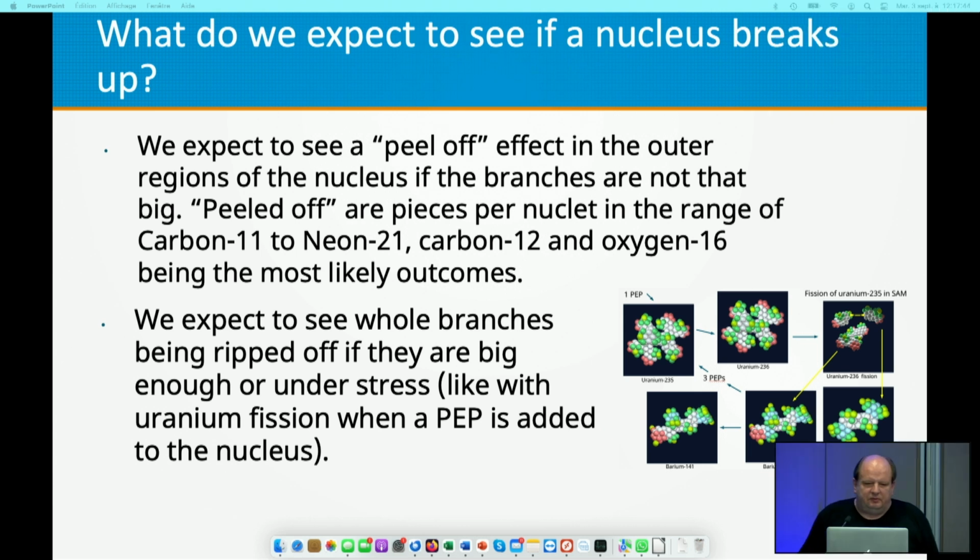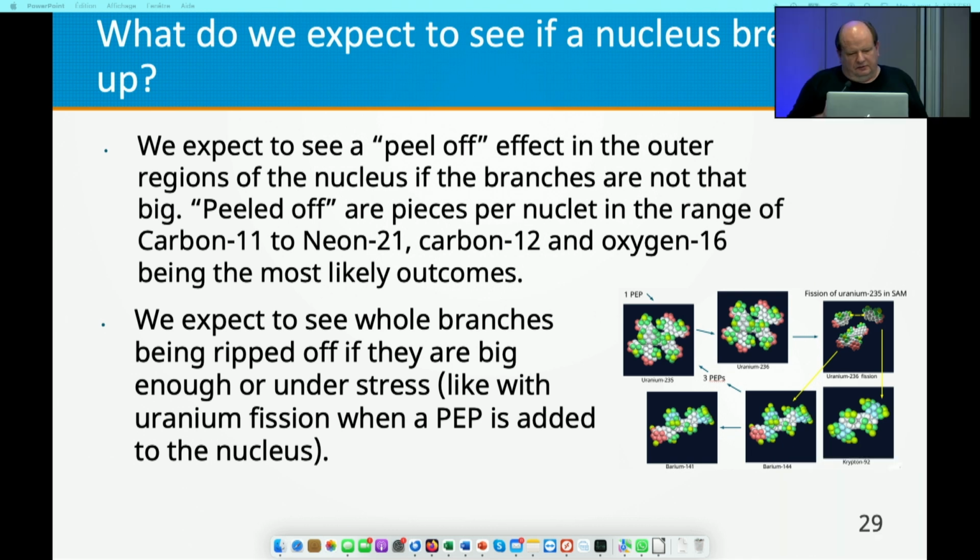So what do we see if the nucleus really breaks up? Then we see, with smaller nuclei, something of a peel-off effect. So it would start to rip off endings around the nucleus. And those would predominantly be, from our point of view, oxygen and carbon. Those are the most likely ones. That's simply, when we go through the model, what we mostly see: oxygen and carbon endings.